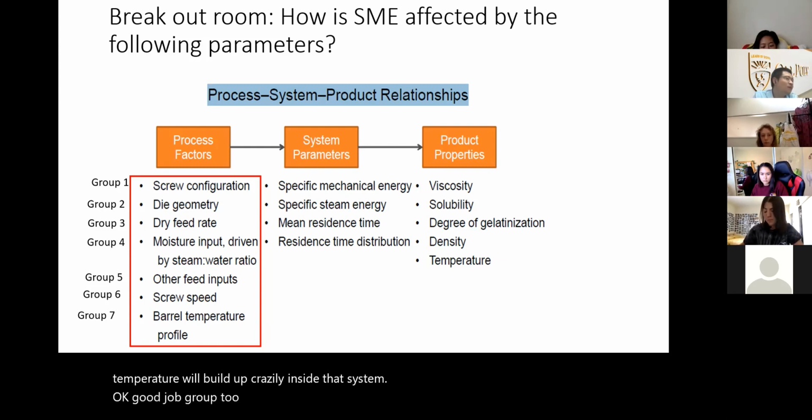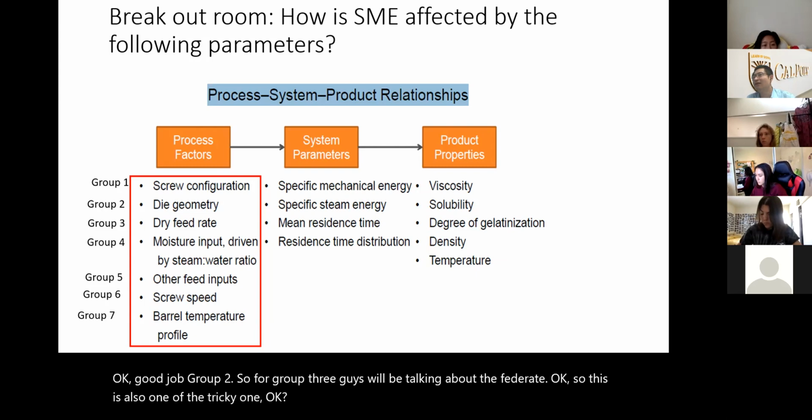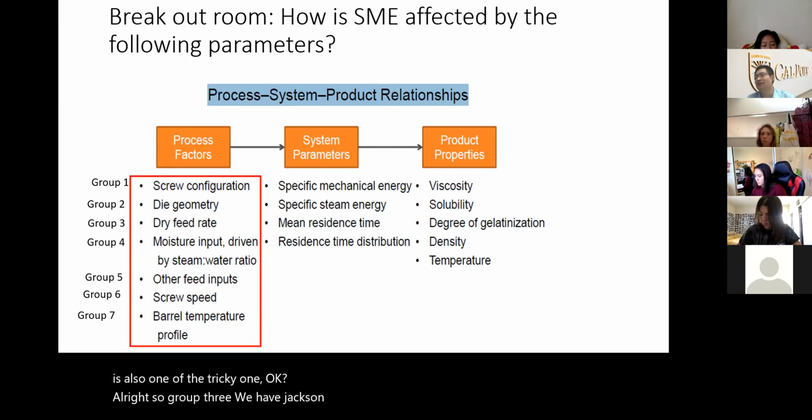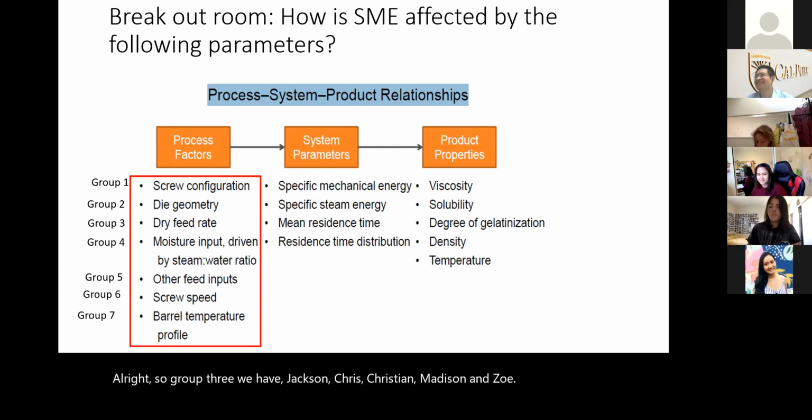So for group three, you guys will be talking about the feed rate. Okay, so this is also one of the tricky ones. So group three, we have Jackson, Kristen, Madison, and Zoe. We said that the increase in feed rate would decrease the SME, just looking at the equation and having the mass flow rate in the denominator of the equation.